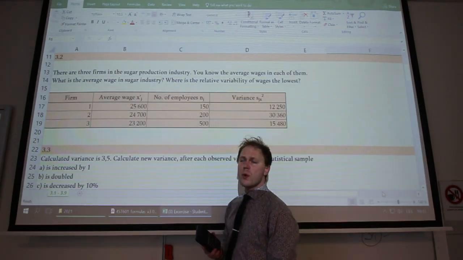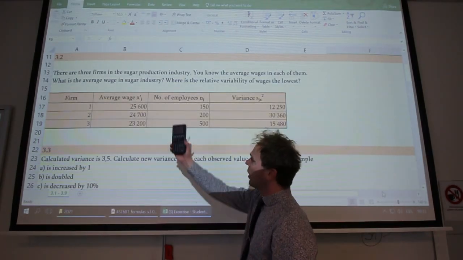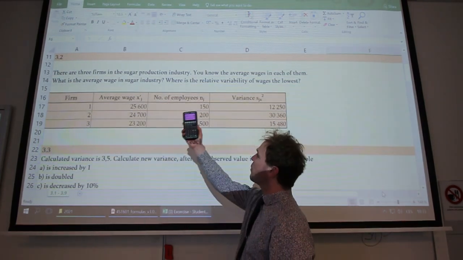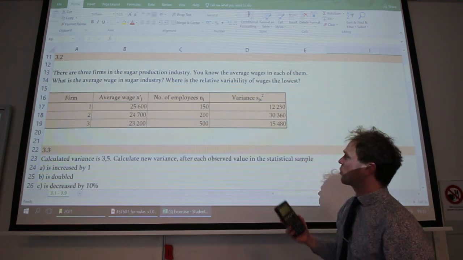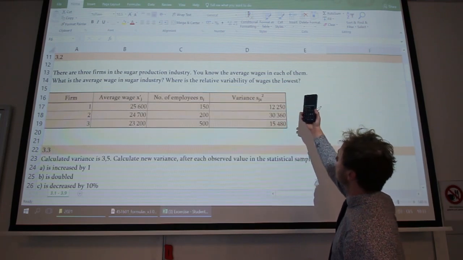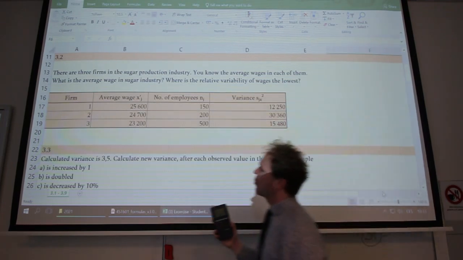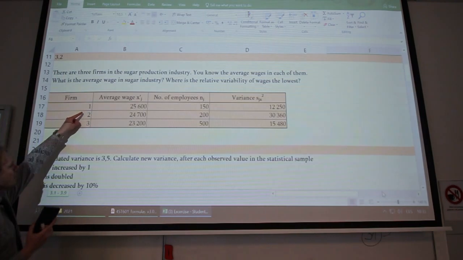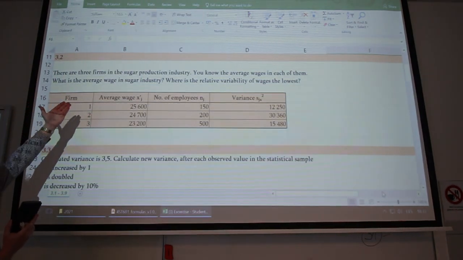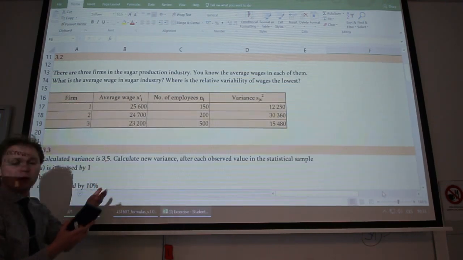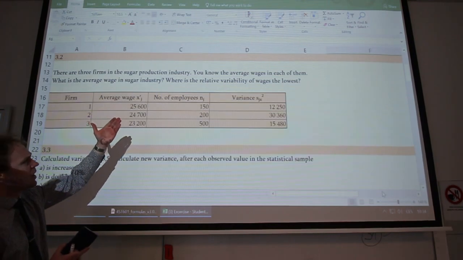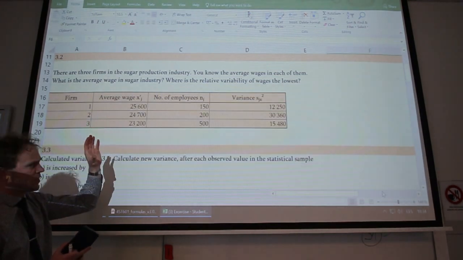We will continue with another example about sugar industry. There are three firms in the sugar production industry, and we know the average wages in each of them. So we have here firm number 1, number 2, number 3. And there is a question: what is the average wage in sugar industry in total? Where is the relative variability of wages the lowest?